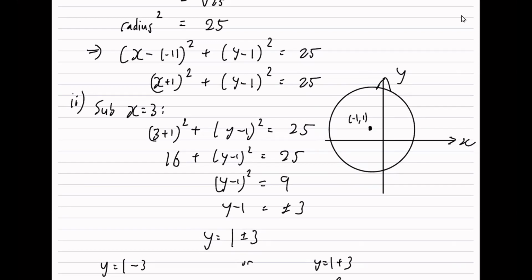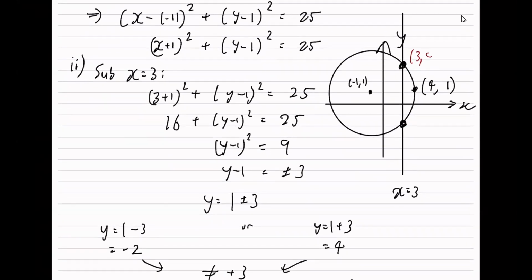Something along the lines of this. So when we sub in x equal to 3, by the way, what's the end point along the horizontal? The y coordinate should be the same, but with a radius of 5, so minus 1 plus 5 is 4, comma 1. So where is x equal to 3? It's actually this vertical line here. Then we are trying to find the intersection. I sub x equal to 3 and solve for the y coordinate of this point. So I figure out it's (3, 4) and (3, negative 2).